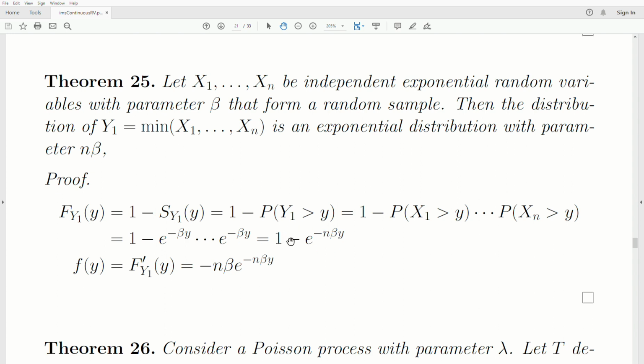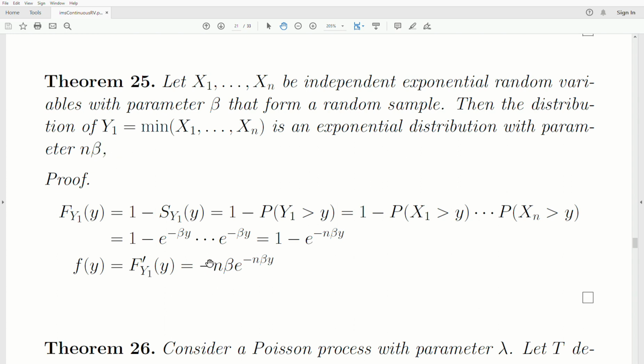Now we take the derivative of that to find the density. So the density of y is the derivative of the CDF, and that constant goes away. The minus comes out front and actually should cancel with that. So that minus should not be there. I'll take it out in the hard copy. So we have n beta e to the minus n beta y. And so this is an exponential distribution with parameter n beta. Well, that's what we wanted to show.